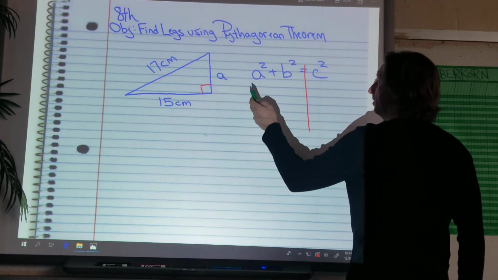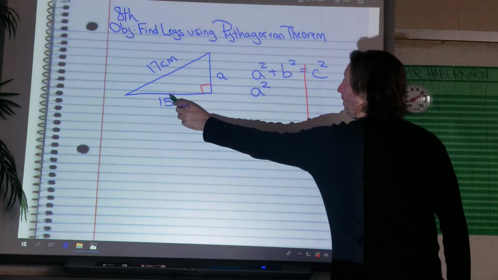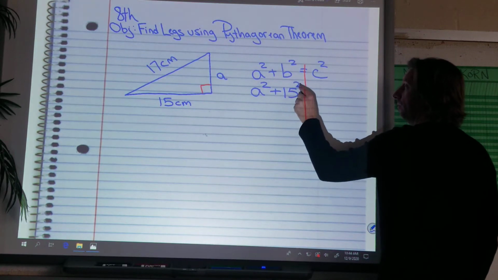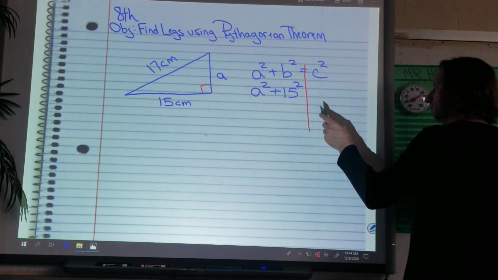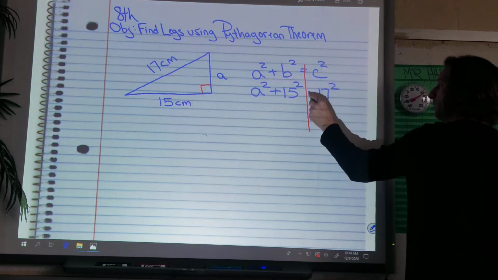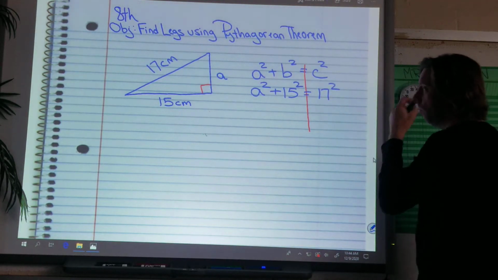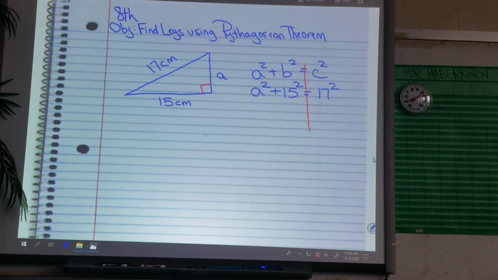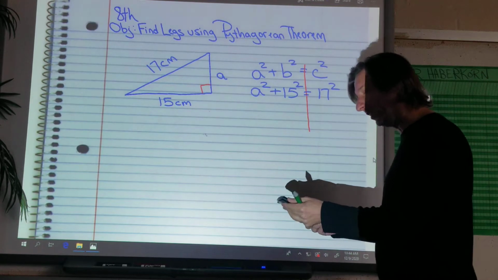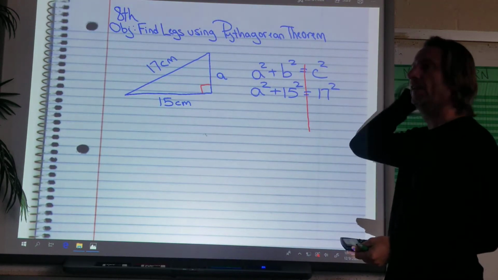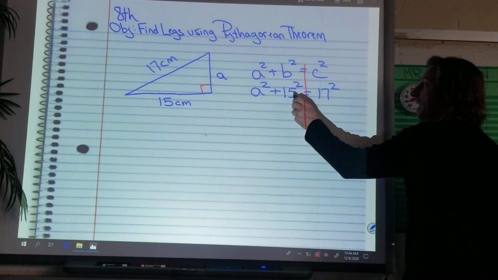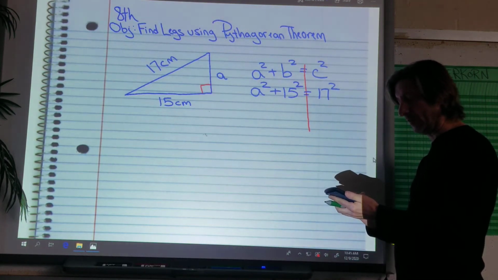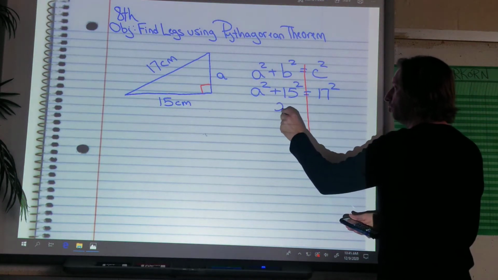So we don't know A, so I'm going to write A squared. We do know B, just 15, don't forget the squared. And then we know C, which is 17 squared, right? Once again, don't forget the squared, okay? So from there, and I'm encouraging you guys to use a calculator and to use Google and to use Siri and whatever you need to do to find the square roots and to find these squares, okay? So this is not 30. It's not 15 times 2. It's 15 times 15. It's a big number. So this is 225.